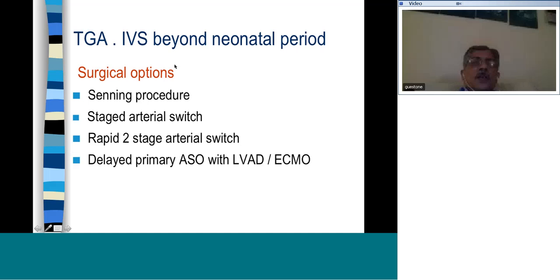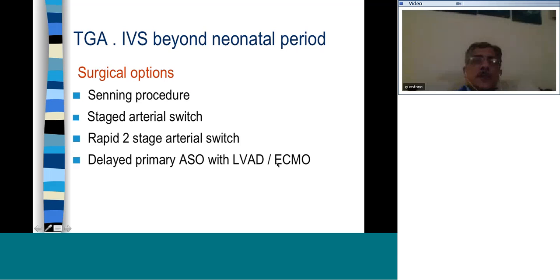So, to summarize, therefore, if a patient presents with intact ventricular septum beyond the neonatal age period, then our surgical options are an atrial switch procedure, for which the left ventricle does not have to be prepared. One can do a staged arterial switch, the way Yacoub described it, and do a rapid two-stage arterial switch, the way the Boston Children's group described it, or one can do a delayed primary arterial switch, keeping a left ventricular assist device or an ECMO as a backup if the left ventricle fails.